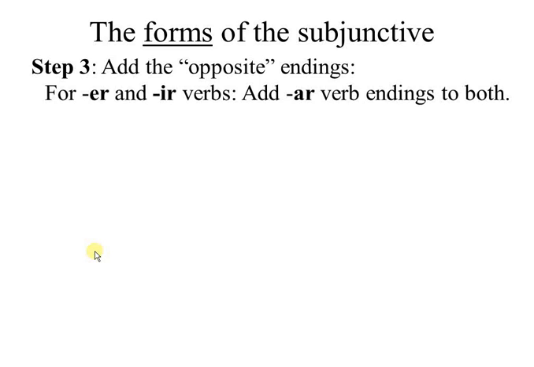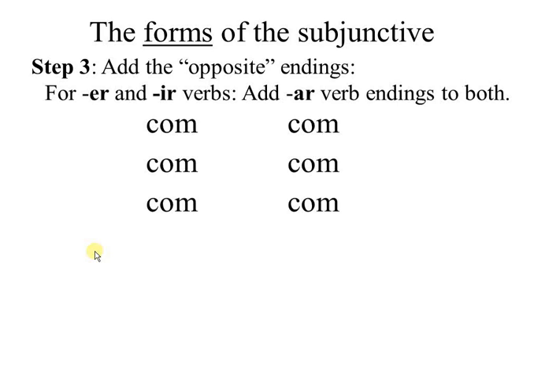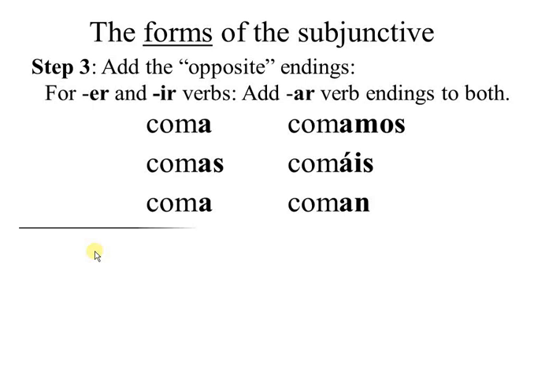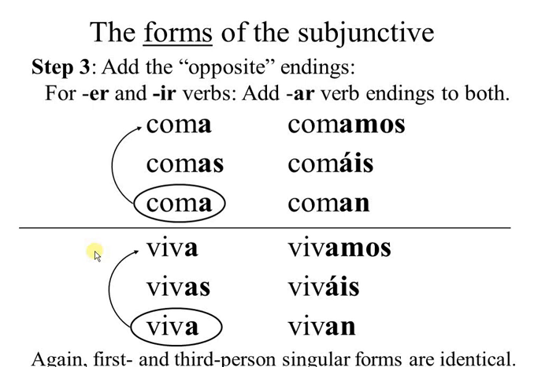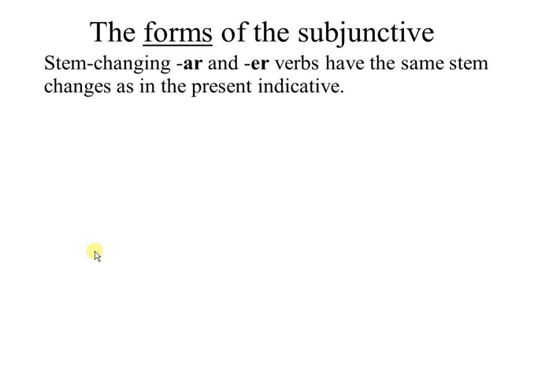Step number 3, add the opposite endings for ER and IR verbs. So you add AR verb endings. Ojalá que yo coma. Ojalá que tú comas. Ojalá que él, ella o usted coma. Ojalá que nosotros comamos. Ojalá que vosotros comáis. Ojalá que ellos, ellas o ustedes coman. Vivir. Viva, vivas, viva, vivamos, viváis, vivan. So again, first and third person singular forms are identical.